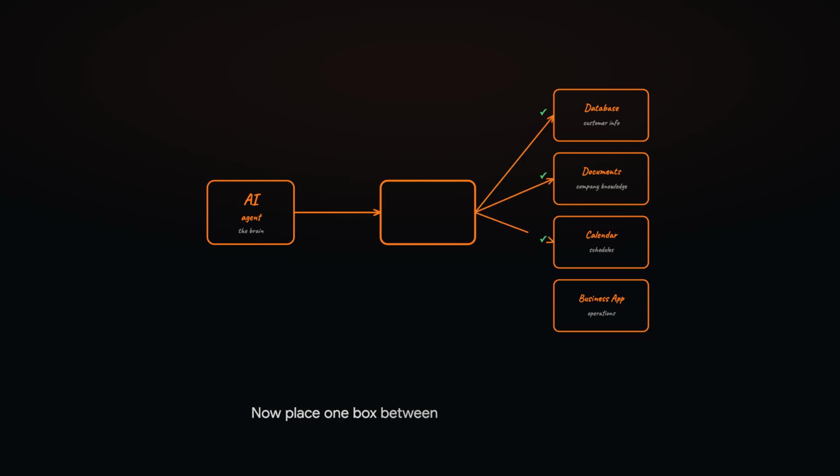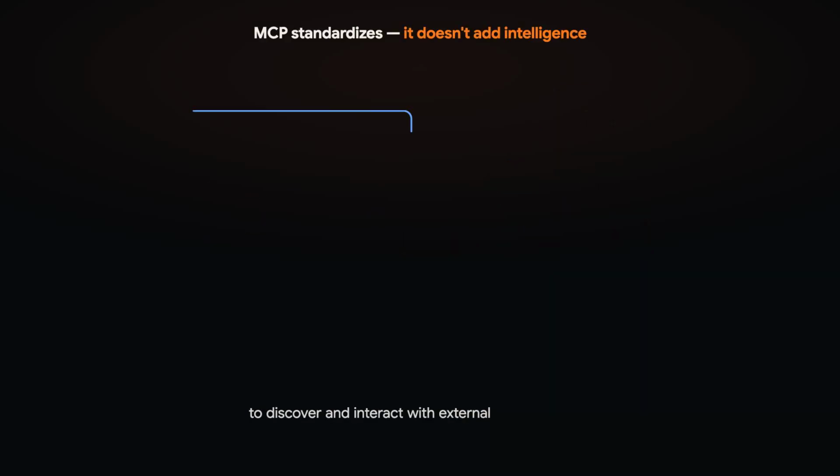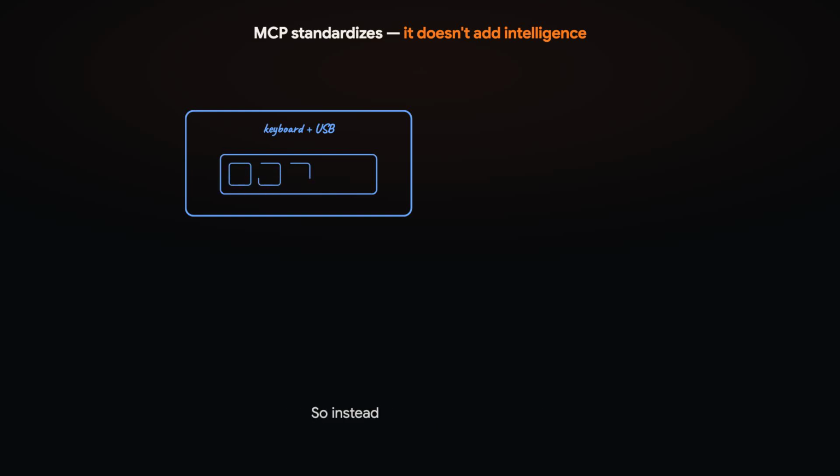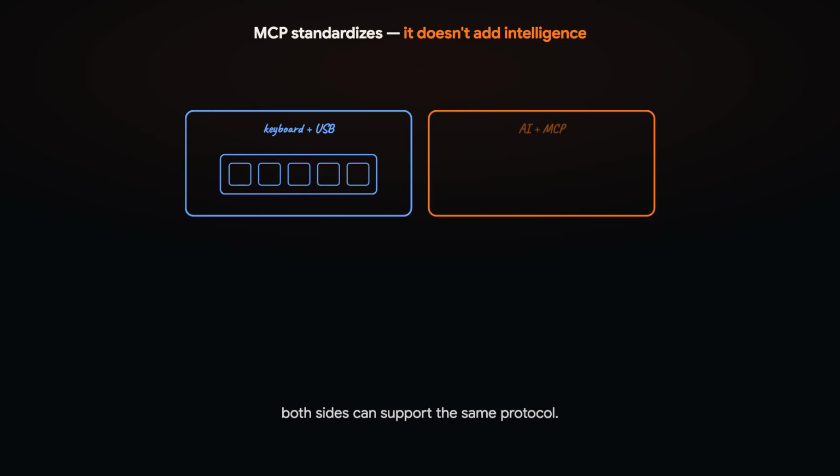Now place one box between the AI and those tools. Label it MCP. MCP stands for Model Context Protocol. A protocol is simply an agreed set of rules for how two systems communicate. MCP gives AI applications a standard way to discover and interact with external tools and data. So instead of every AI application inventing a completely different connection method, both sides can support the same protocol.